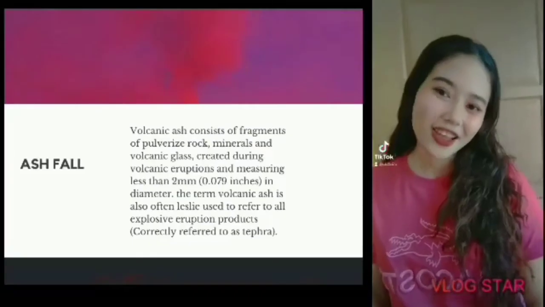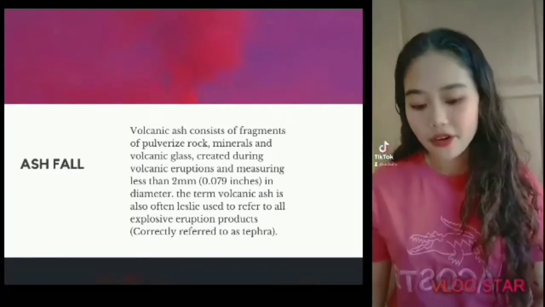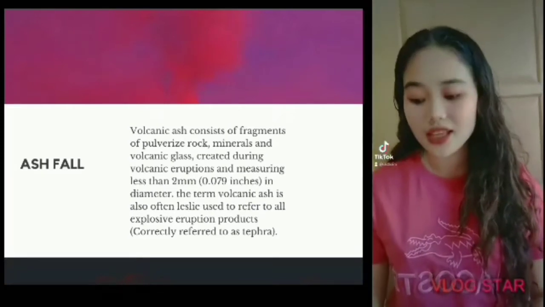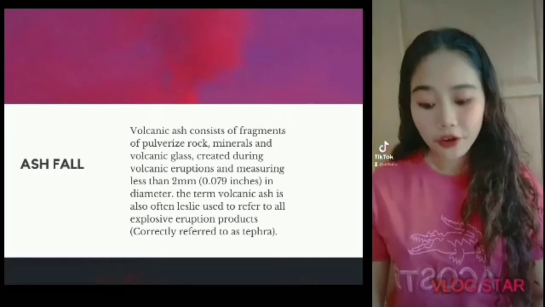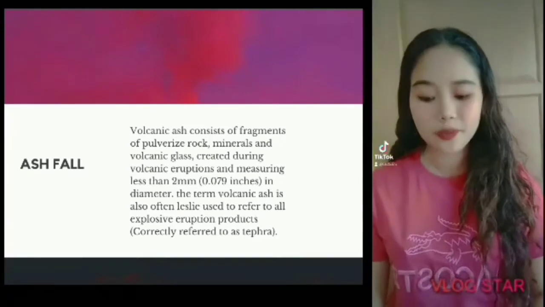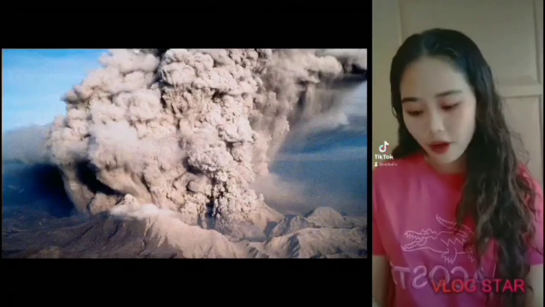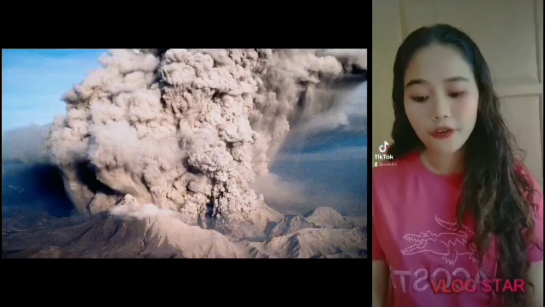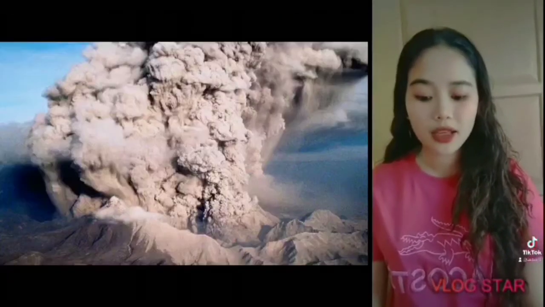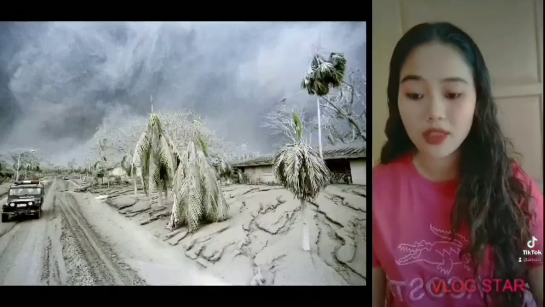Next one is ashfall. Volcanic ash consists of fragments of pulverized rock, minerals, and volcanic glass created during volcanic eruptions and measuring less than 2 millimeters in diameter. The term volcanic ash is also often loosely used to refer to all explosive eruption products, correctly referred to as tephra. Ashfall or tephra fall are showers of airborne fine to coarse grained volcanic particles that fall out from the plumes of a volcanic eruption. Ashfall distribution is dependent on prevailing wind direction.